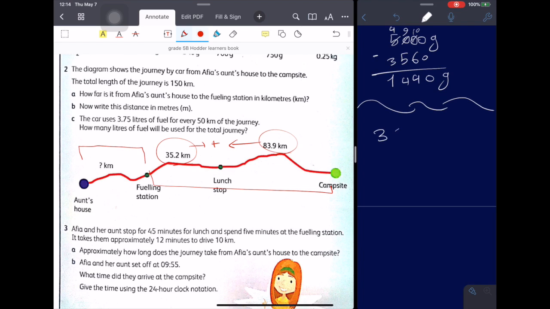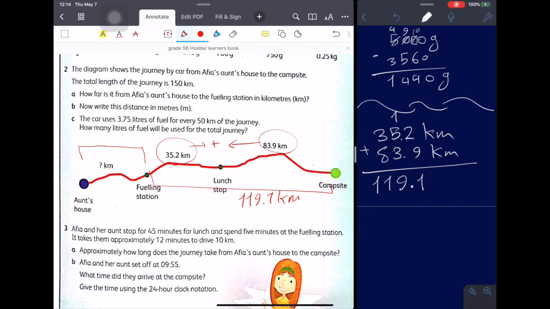So 35.2 kilometers plus 83.9 kilometers. It is going to make 9 plus 2, 11. Point comes down. 5 and 1, 6 plus 3, 9. And 3 and 8 is going to make 11. So this part is 119.1 kilometers, while the whole journey was 150 kilometers.